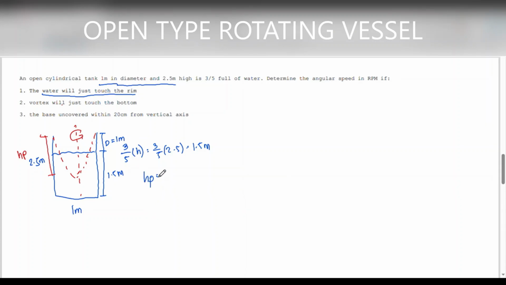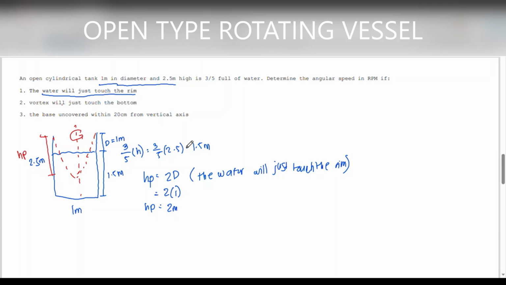equal to 2 times our D, for the water will just touch the rim. So meaning there will be no liquid spilled in this condition. So HP is 2 times 1. HP is equal to 2 meter.